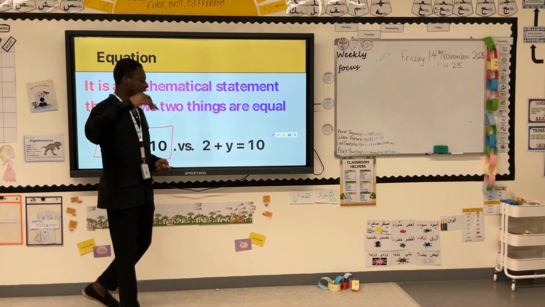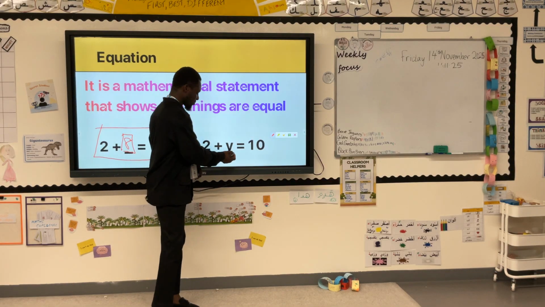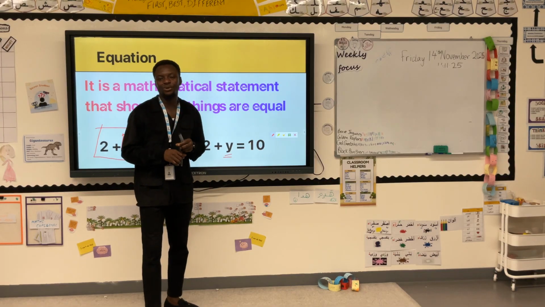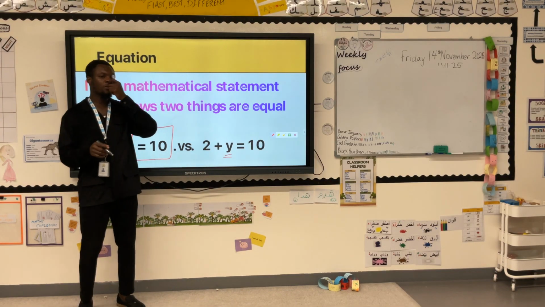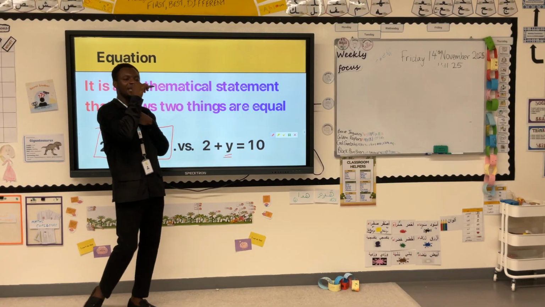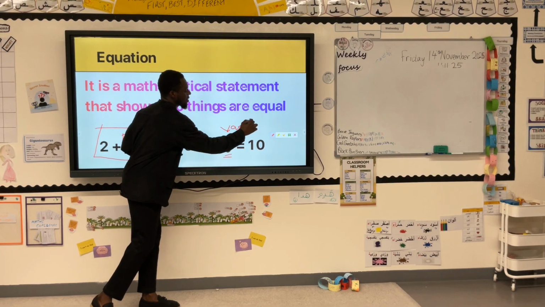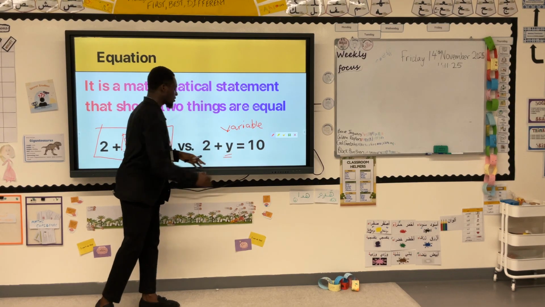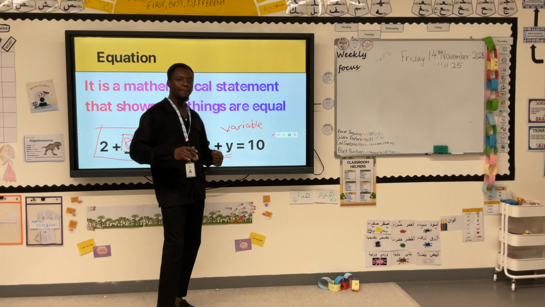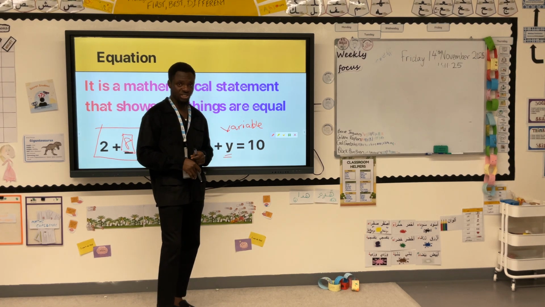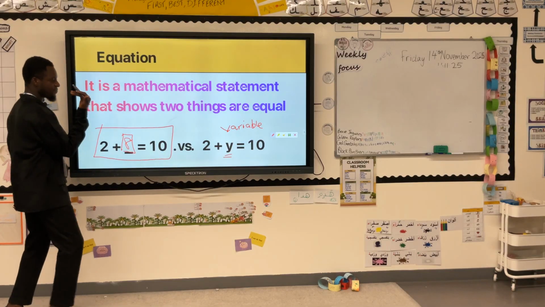Okay, but up here, you are not given mystery boxes. You'll be given letters. What are these letters used in mathematics called? Yes. Not quite. Come again. Okay, come another time. Yes, Leah. Very good. Variable. Excellent. So these letters used in mathematics are called variables. Why? Because they are subject to change. They are the mystery numbers that we are supposed to find.